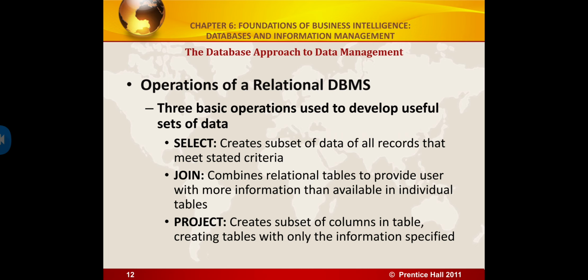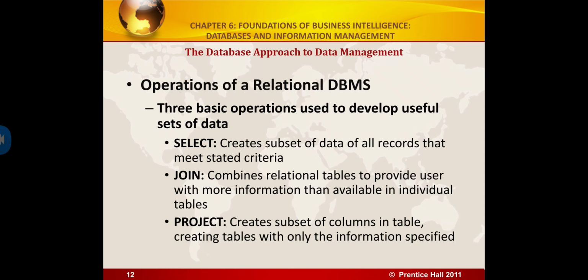We would need information from two tables, the supplier table and the part table. So, these two files have a shared data element, which is our supplier number. In a relational database, there are three basic operations that are used to develop useful sets of data. We have the select, the join, and project.